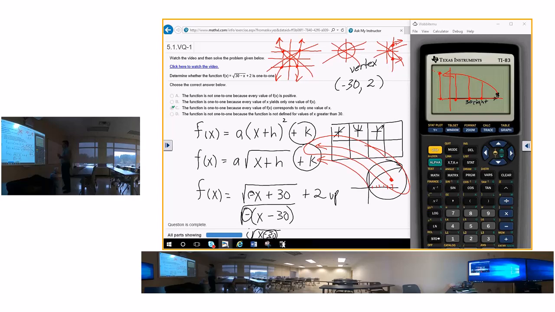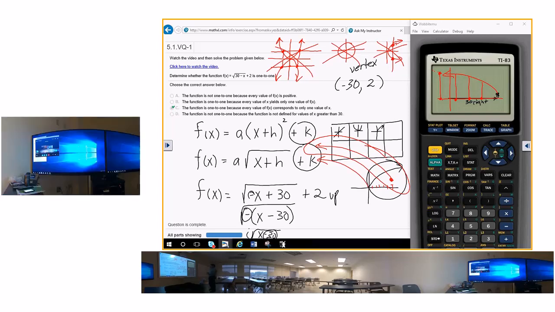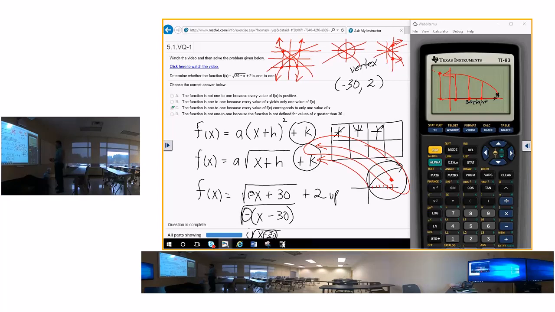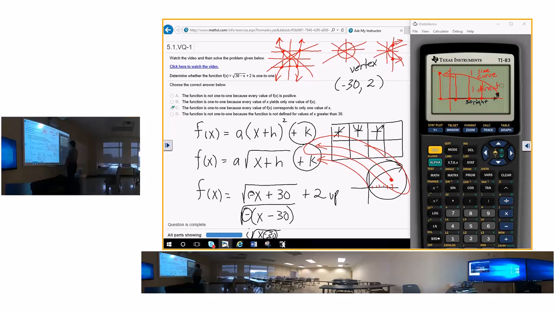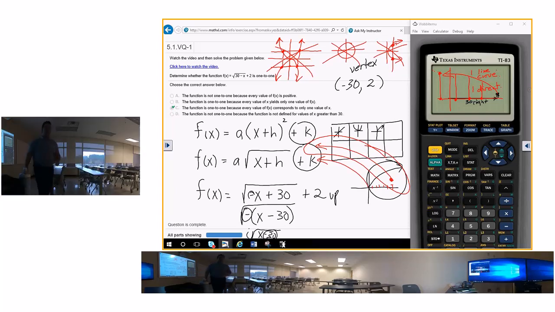Now, if you plug in x and get y is equal to 4, and then you plug in another x and get y is equal to 4, then that's not a function. So you're looking for one line or curve in one direction. If you have one line or one curve going in one direction, chances are you're going to have a one-to-one function. So I hope that helps.